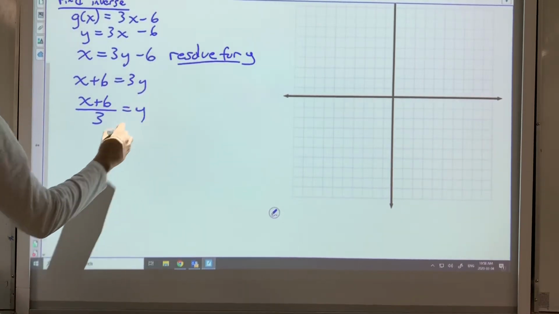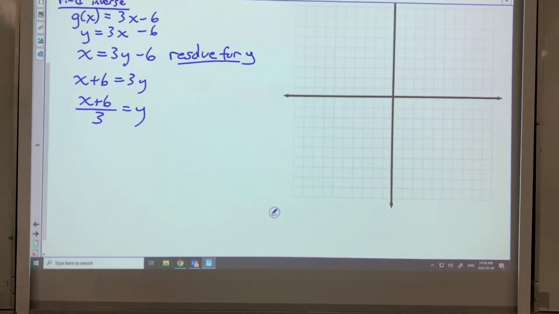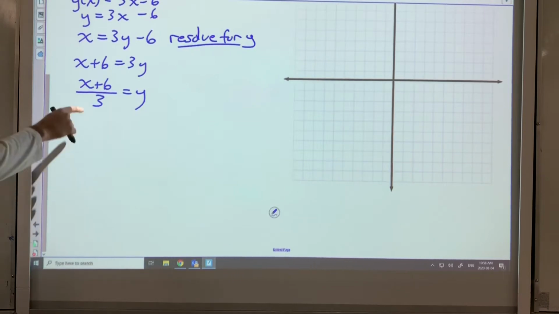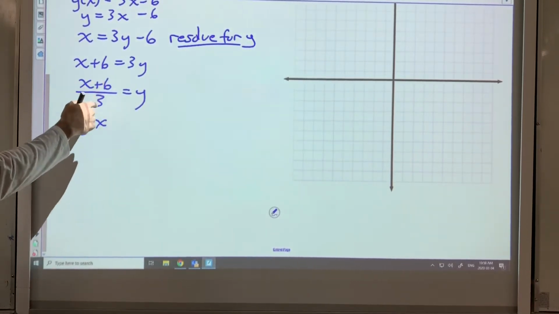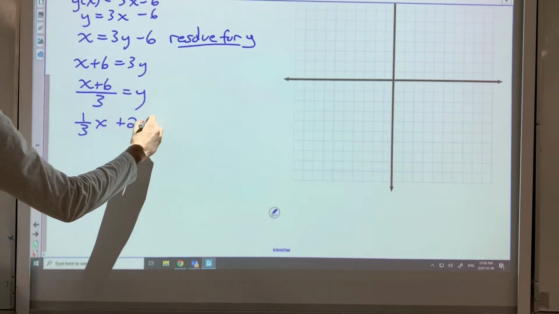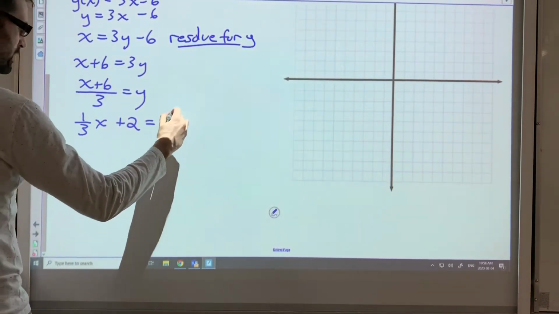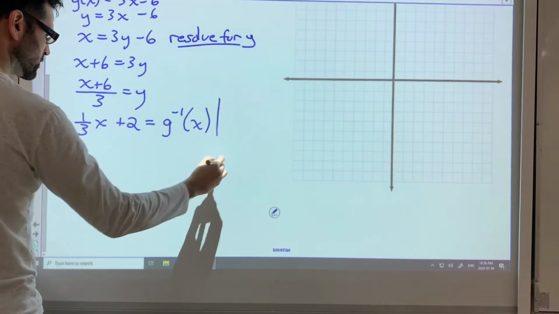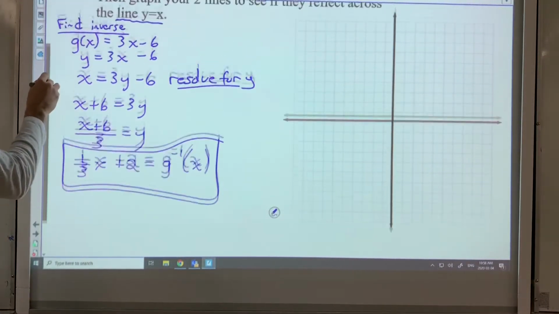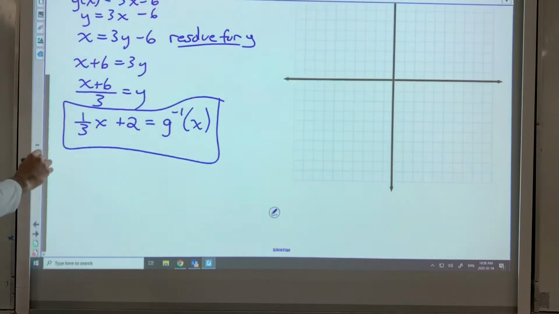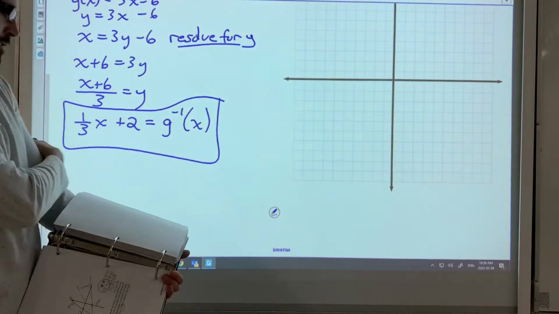So you could write it like that. I prefer to clean it up. So I'm going to go x divided by 3, which is 1/3 x, and then 6 divided by 3, which is 2. And that equals g to the negative 1 of x. So make sure that you go back and you use whatever function they were using. If it was g, go g to the negative 1. Don't change that because you'll lose half a mark. So there's the inverse function.